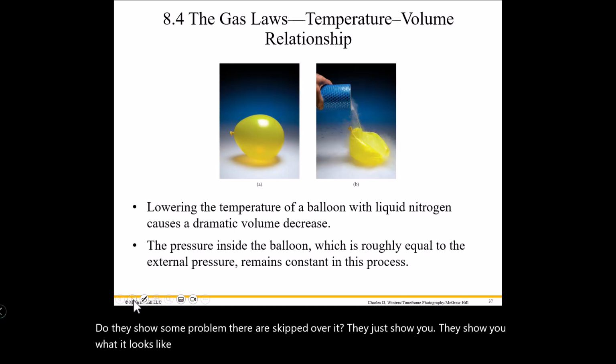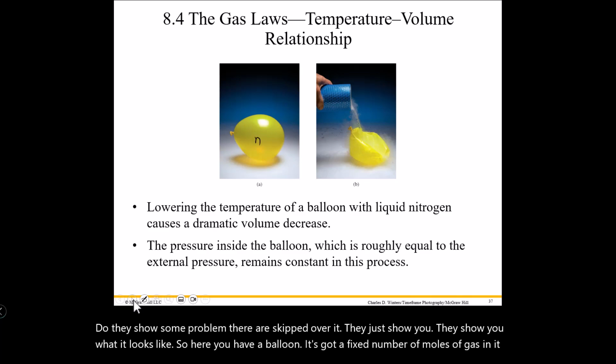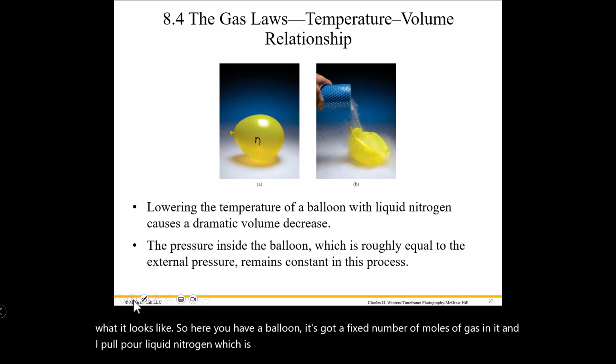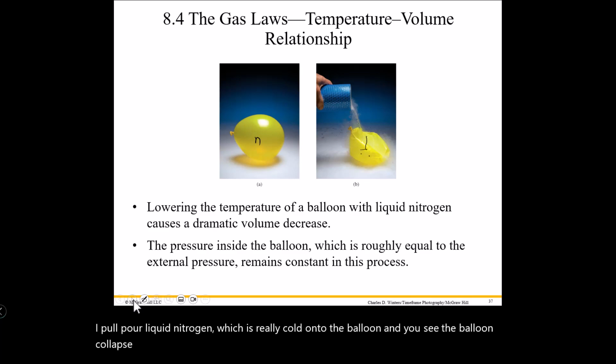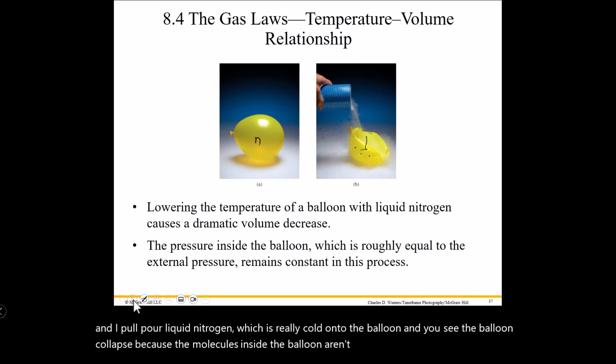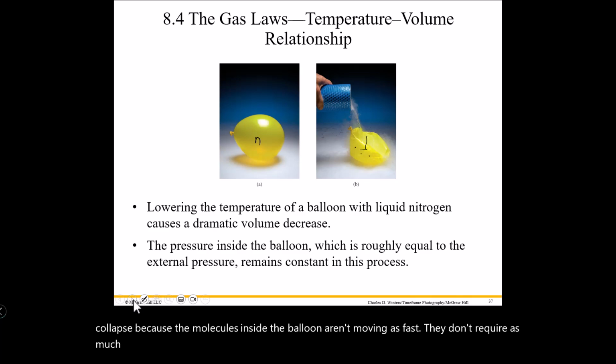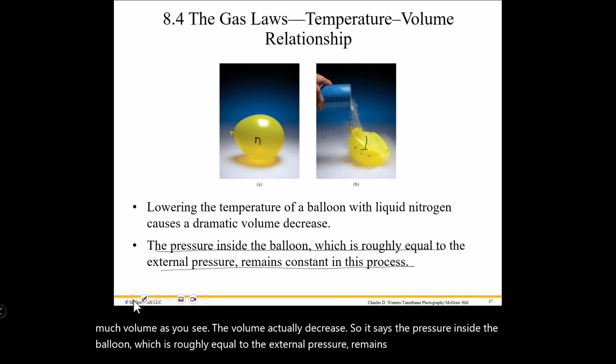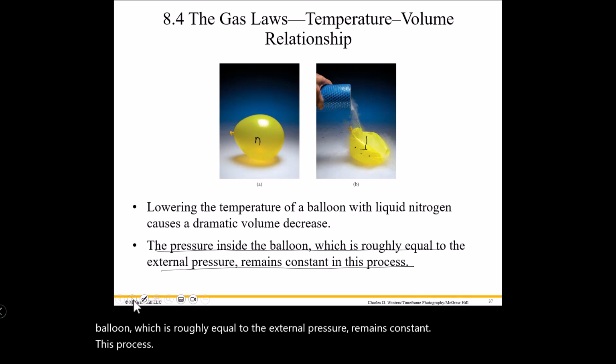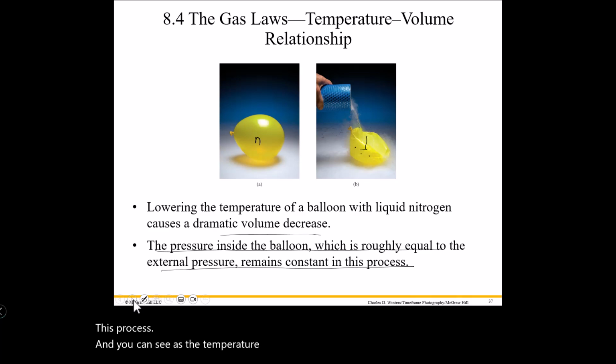So here you have a balloon. It's got a fixed number of moles of gas in it. And I pour liquid nitrogen, which is really cold, onto the balloon, and you see the balloon collapse. Because the molecules inside the balloon aren't moving as fast, they don't require as much volume, and you see the volume actually decrease. It says the pressure inside the balloon, which is roughly equal to the external pressure, remains constant in this process. And you can see as the temperature lowers, the volume decreases dramatically.